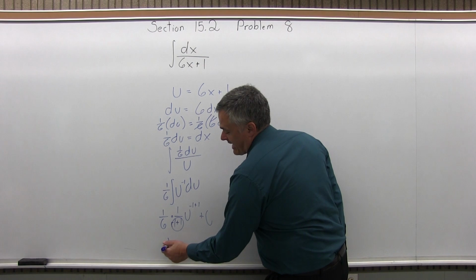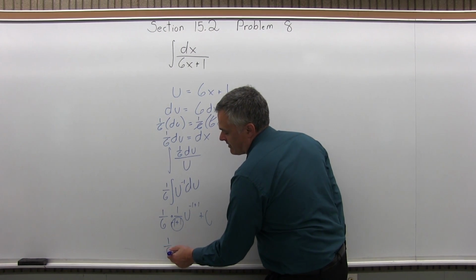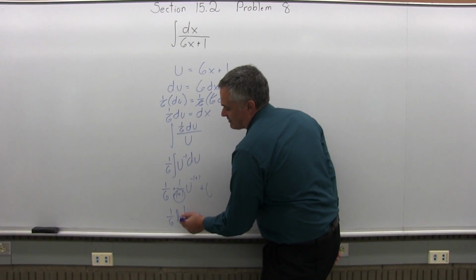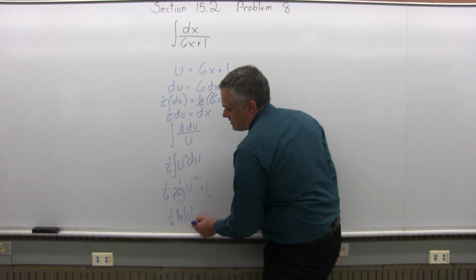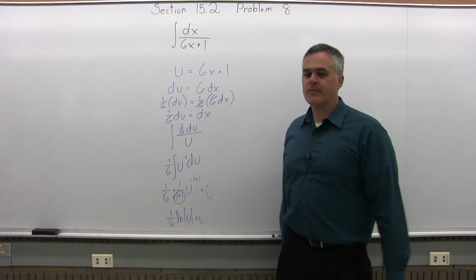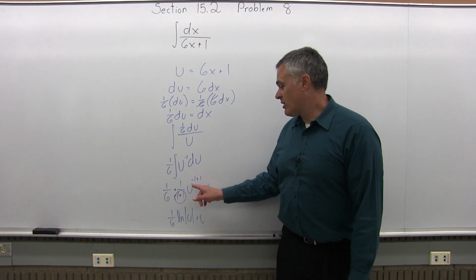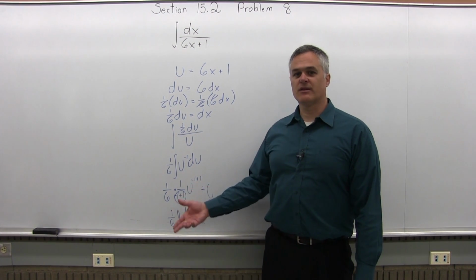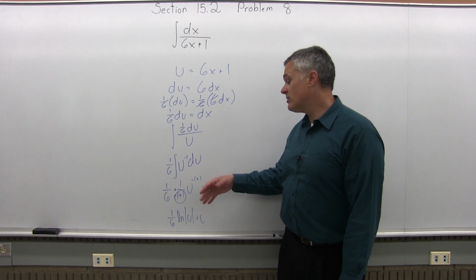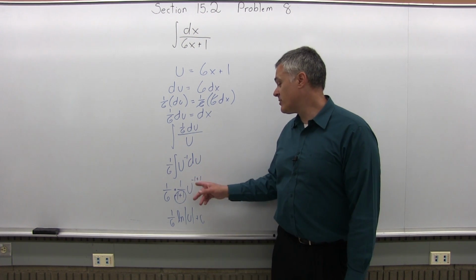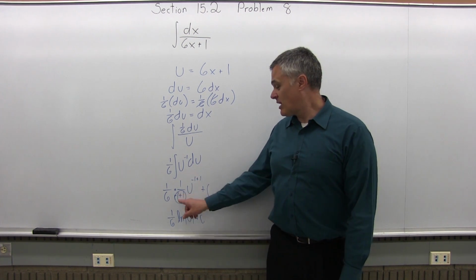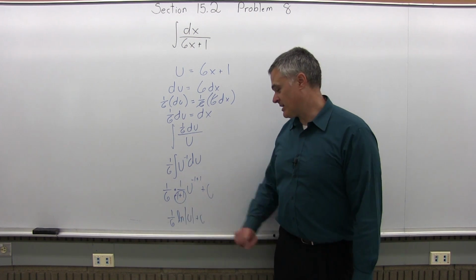So what you really have, that 1/6 in front, natural log absolute value of u plus some constant. That's the answer. We have to use the natural log when we have an exponent of negative 1 that we take the integral of. Again, negative 2, negative 7, negative 44 would be fine. Negative 1 makes a problem because it produces a 0 in the denominator.